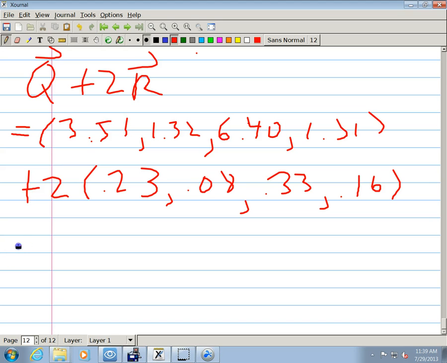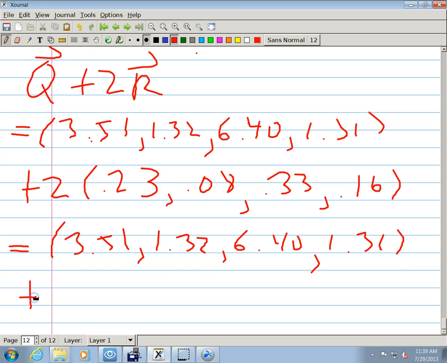All right, so let's write that out. It's going to be 3.51, 1.32, 6.40, 1.31, plus double R. Double R would be point what?